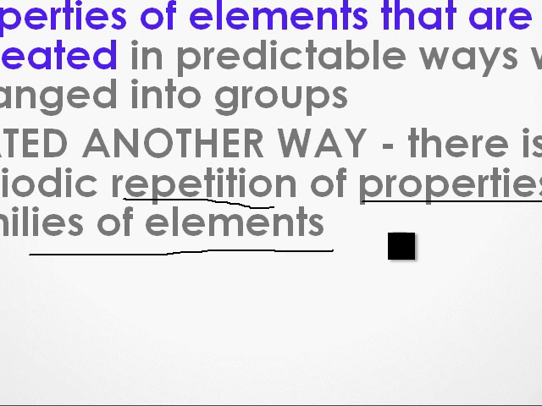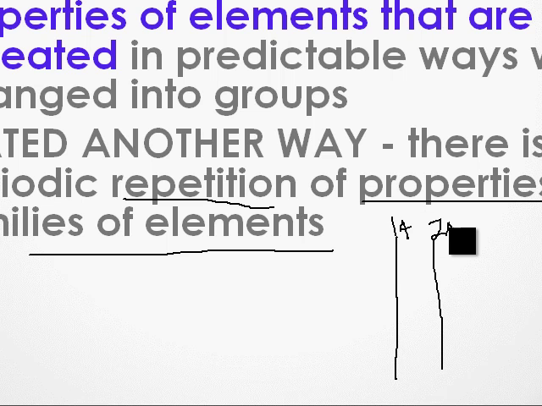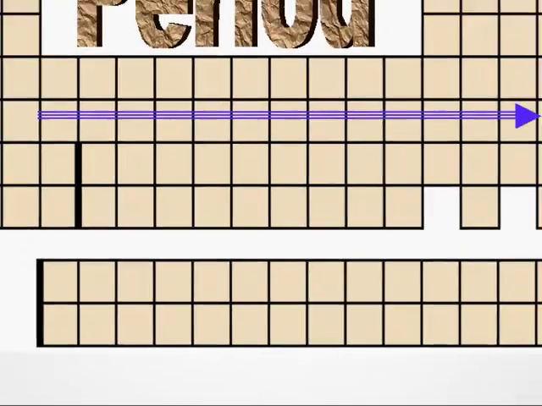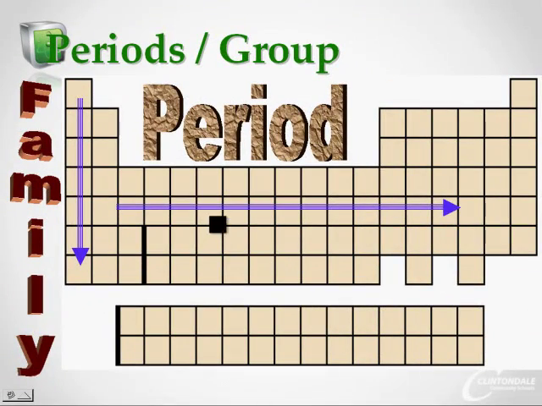So as you're going up and down across a row, let's say this is 1A, and let's just say this is 2A. Okay, the properties in this row will all be similar to each other, and the properties in this row will be similar to each other. So this is a family, go up and down like this, also called groups. And periods go left and right like that.